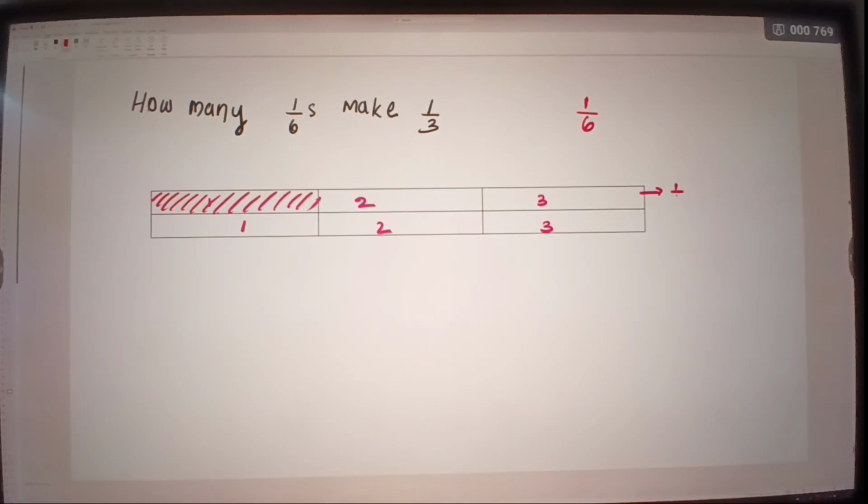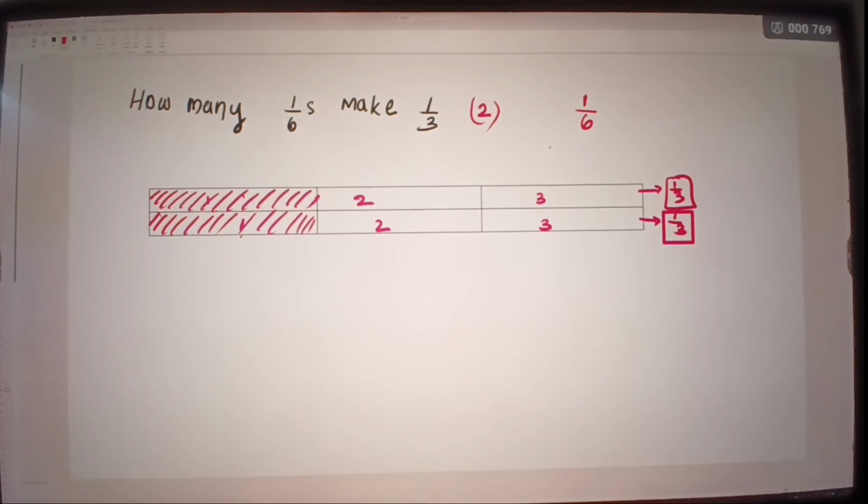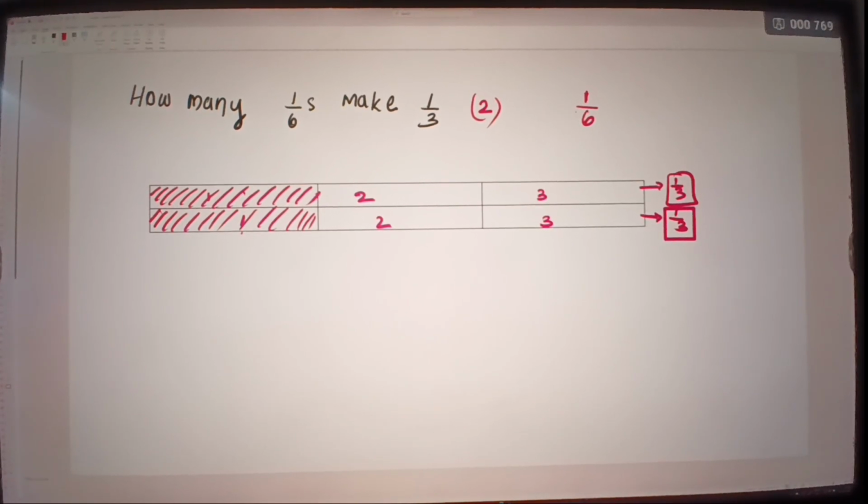So this is 1/3. This is also 1/3. So if you shade 1/3 in the next box, that means this is also 1/3. This is also 1/3. So how many 1/3s are there? How many 1/3s are shaded? Two 1/3s are shaded. So how many 1/6 make 1/3? Two 1/6 make 1/3.